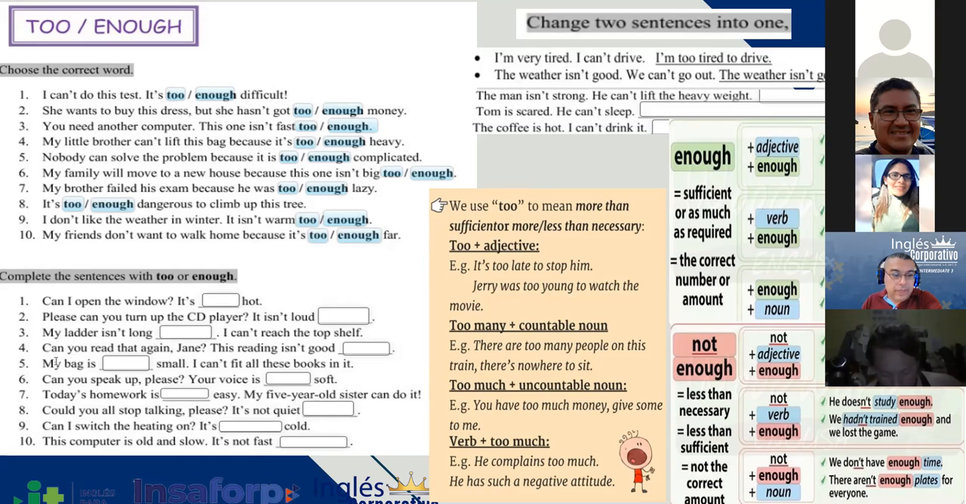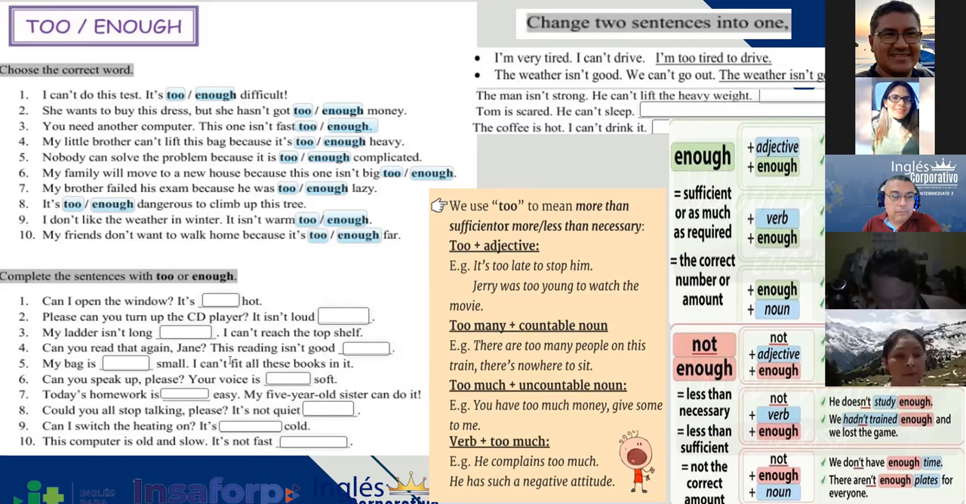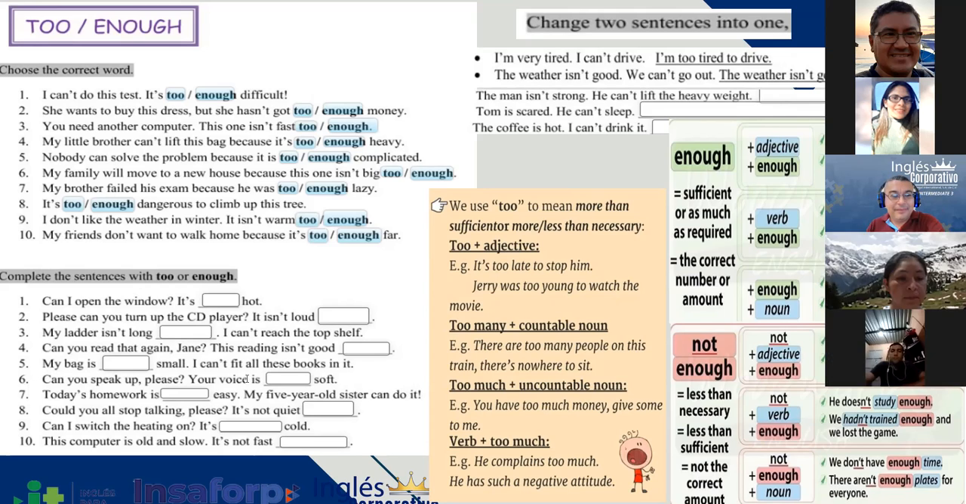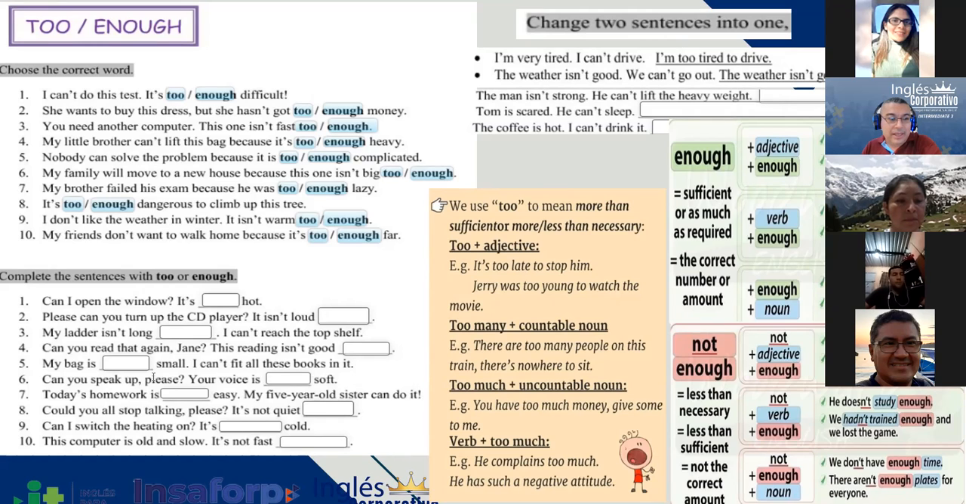Number four. Yes. Can you read that again, Jane? This reading isn't good enough. Excellent. Very good. Diana. Number five. My bag is too small. I can't fit all these books in it. Okay. In it. All right. Let me see.